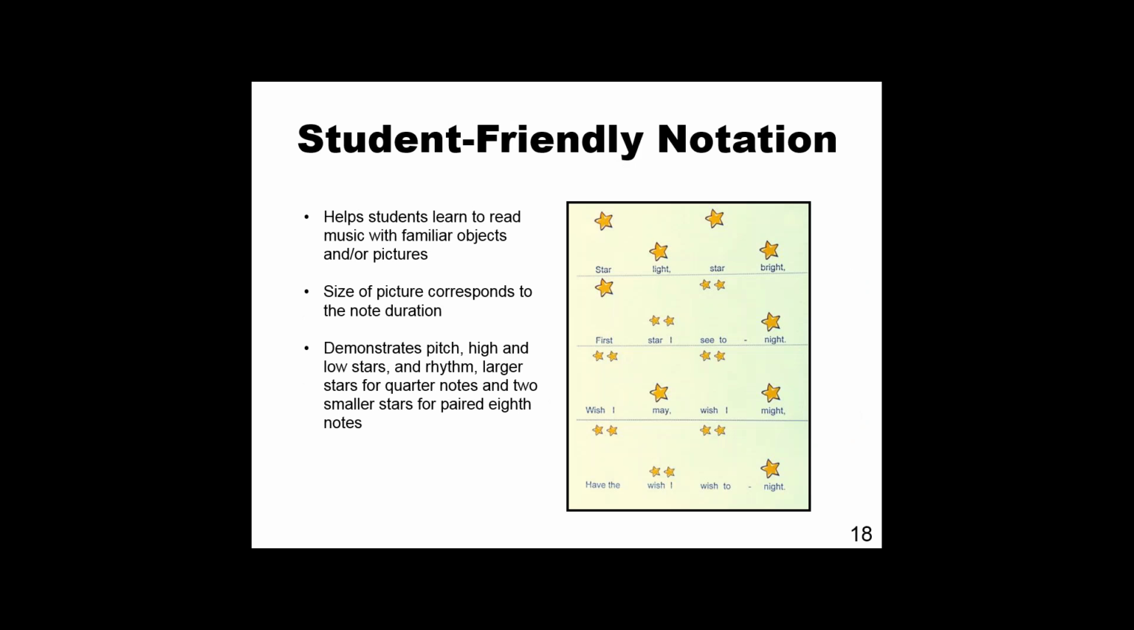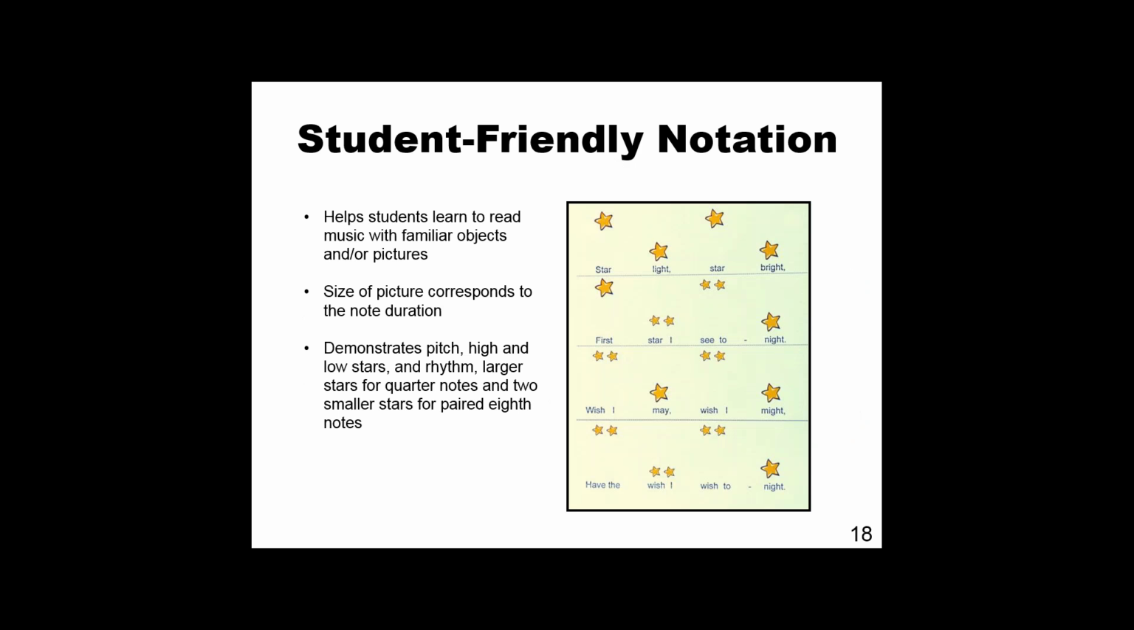And what I've done here is I've taken traditional notation, but I've replaced our note heads with what I call more familiar objects. So what I found is this helps students learn to read music with familiar images and objects. We didn't have all those unfamiliar note heads that maybe they weren't as comfortable with. The size of the picture, or the image I used, would correspond to the note duration.